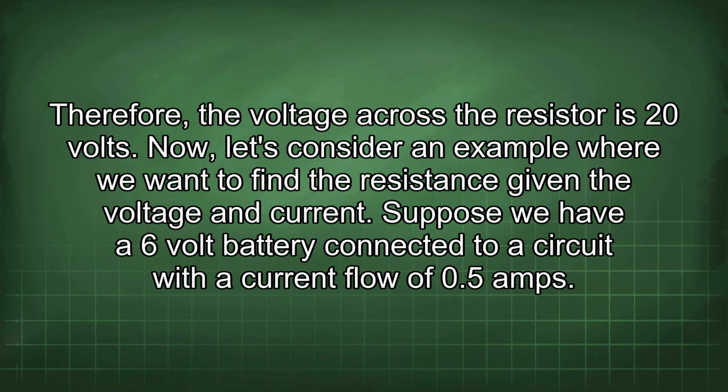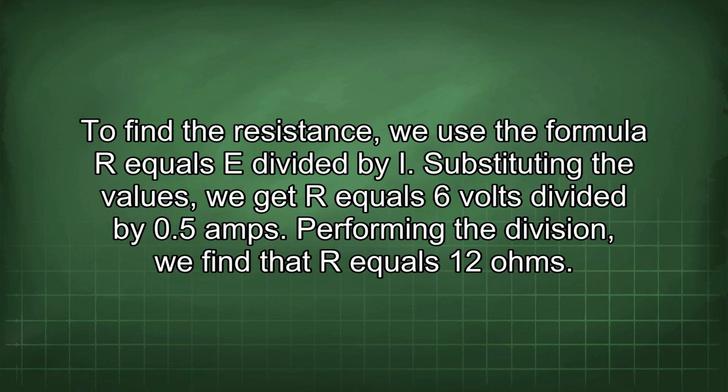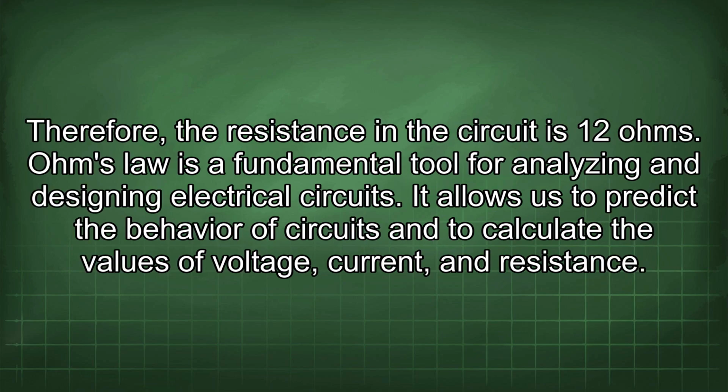Now let's consider an example where we want to find the resistance given the voltage and current. Suppose we have a 6-volt battery connected to a circuit with a current flow of 0.5 amps. To find the resistance, we use the formula R equals E divided by I. Substituting the values, we get R equals 6 volts divided by 0.5 amps. Performing the division, we find that R equals 12 ohms. Therefore, the resistance in the circuit is 12 ohms.